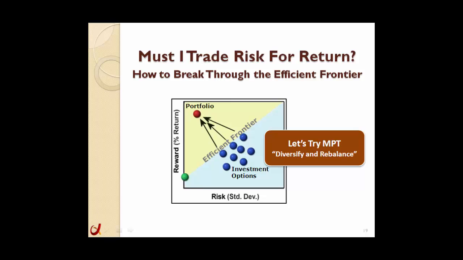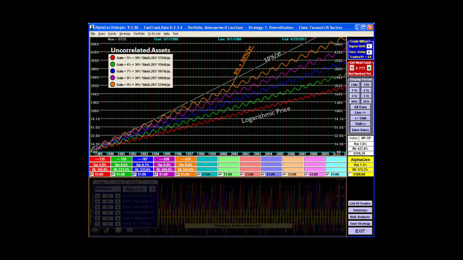Let's solve the problem. We want to know how to use the blue investment options to create a red portfolio, to simultaneously reduce risk and improve returns. Modern portfolio theory says we can't get there with diversify and rebalance, but let's give it a try and see. I'm going to use the desktop version for this demonstration. The vertical axis is logarithmic such that a fixed percentage return per year makes a straight line as shown by the gray 10% return line.